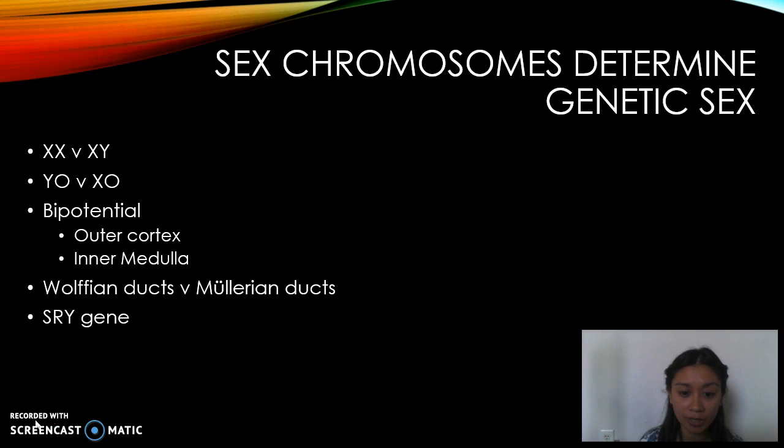And if the appropriate signal is present, the medulla will develop into testes. If the signal is absent, instead the cortex will differentiate into ovarian tissue, and whichever one differentiates will also have the other part of the bipotential gonad sort of regress.